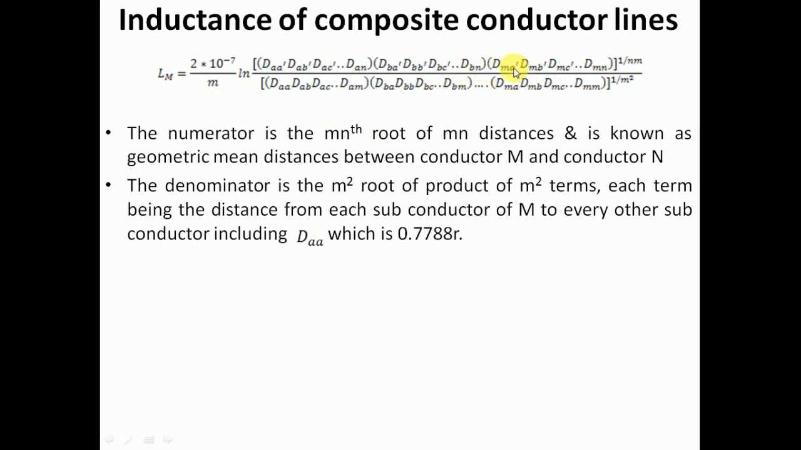Similarly, this numerator value will give a hypothetical mean distance having the same inductance value as that of the actual arrangement of conductors in the composite system. So that is the explanation for self GMD and mutual GMD in this composite conductor system. You don't need to learn this relation by heart. You just need to understand the logic, how to write this expression. Then it's very easy to write it down.